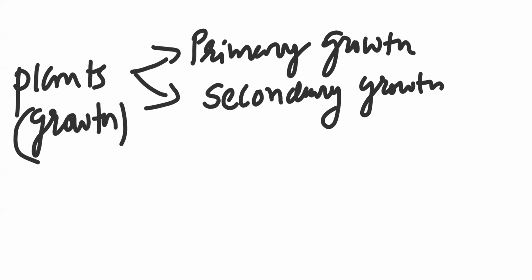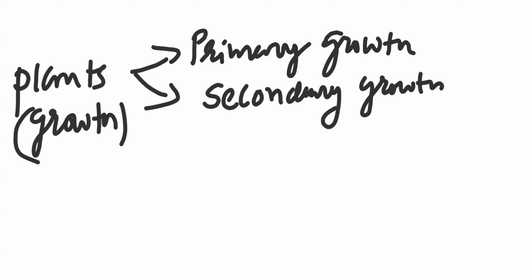See, in your education, how is it? There is primary education and secondary education, right? When you go a level higher, from primary you come to what? Secondary. Primary education, then secondary education. If you go one more level ahead in studies, it is called higher secondary education. So basically, what I am trying to make you understand is that in plants, the growth can be of two types.